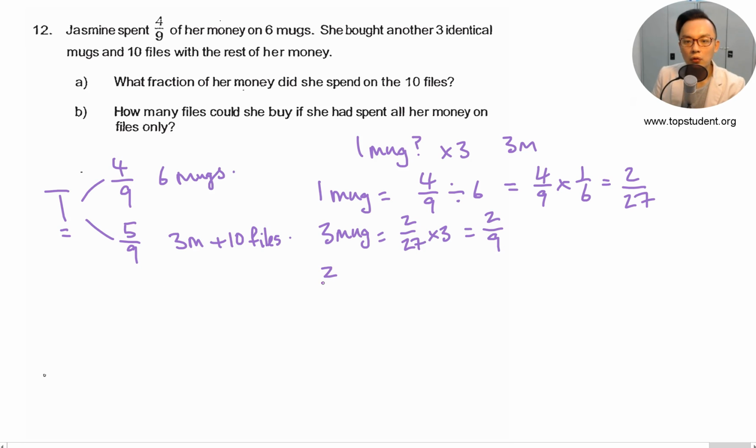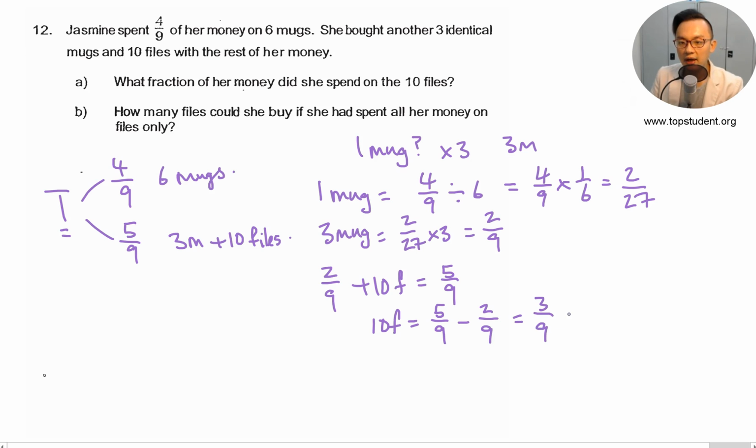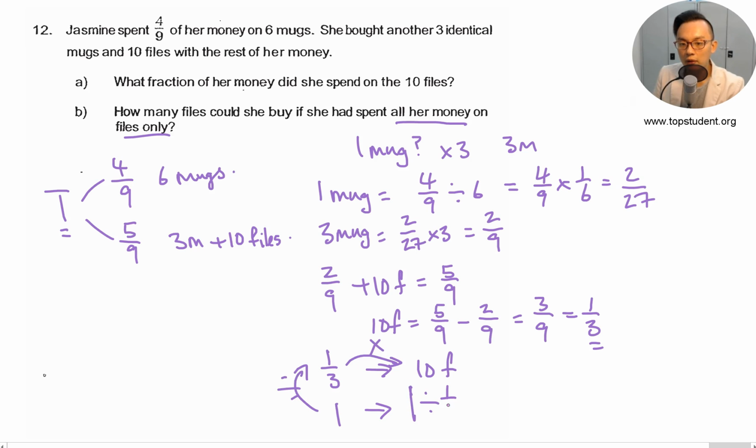So I know that 2/9, which is 3 mugs, plus 10 bowls, is equals to 5/9 of the money. So therefore 10 bowls is equals to 5/9 minus away 2/9 of the money is 3/9 equals to 1/3 of the money. So what fraction of her money did she spend on the 10 bowls? She spent 1/3 of her money on the 10 bowls. How many bowls could she buy if she spent all her money on bowls only? So for 1/3 of the money, you get 10 bowls. So all her money is actually 1 whole, right? So I do 1 divided by 1/3 times 10 bowls equals to 30 bowls. Okay, so that's how many bowls she can buy.